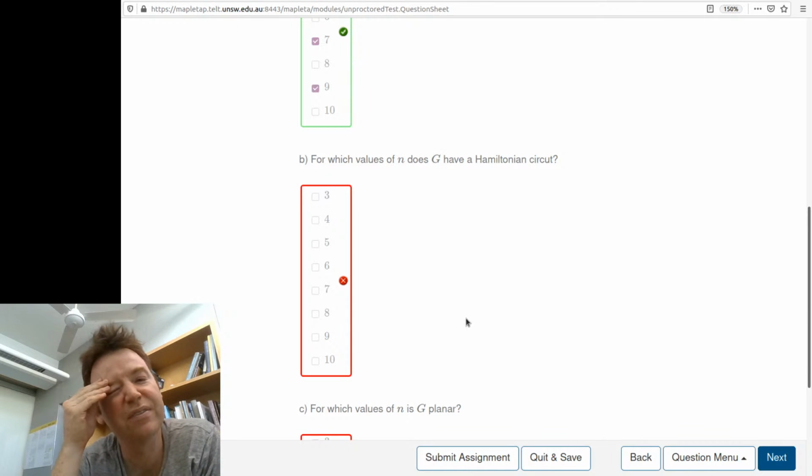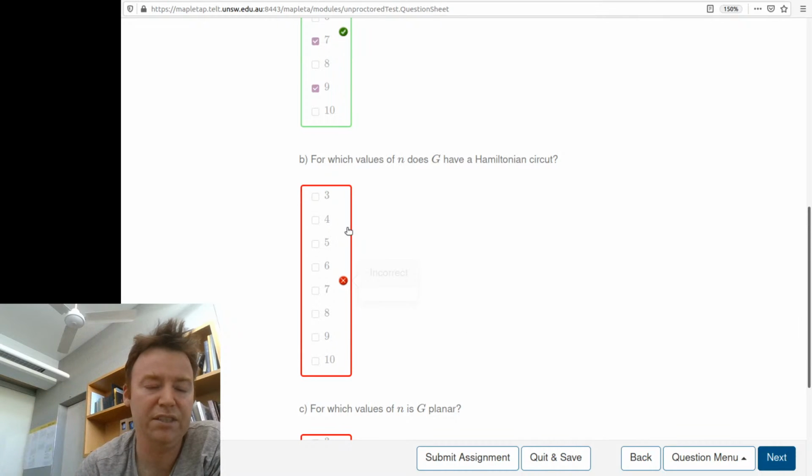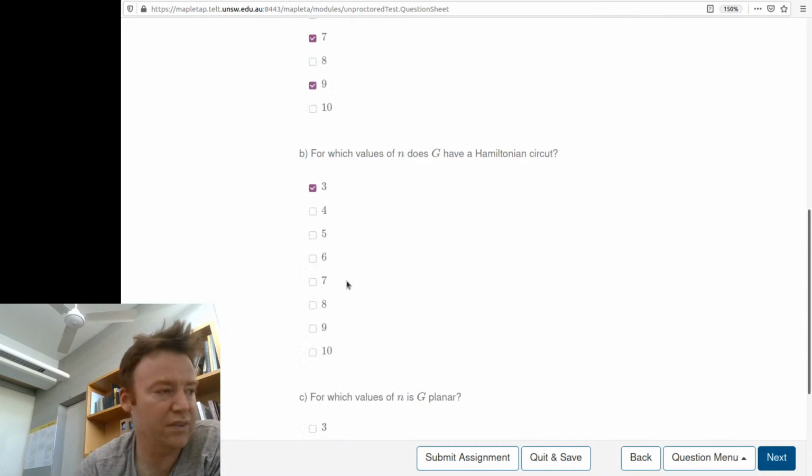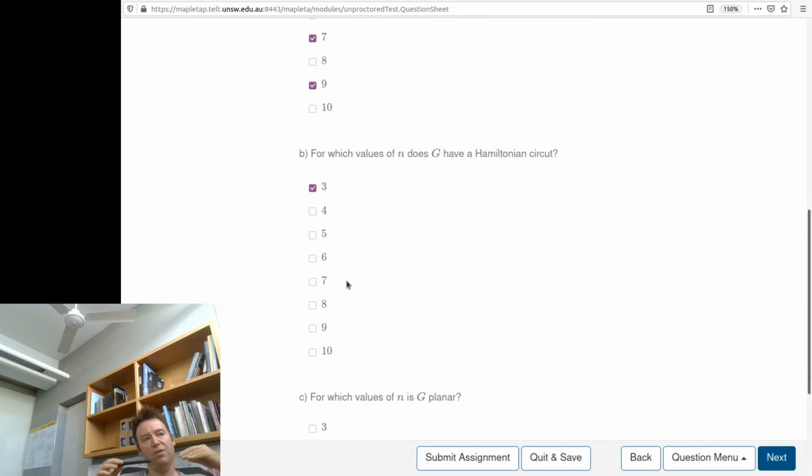Hamiltonian circuit? Which values does it not have a Hamiltonian circuit? Well, 3. There was a theorem in the notes that says when you've got enough edges, you're always going to have a Hamiltonian circuit. So I think everything else will be fine. Yeah, I think everything else is fine, just that one.